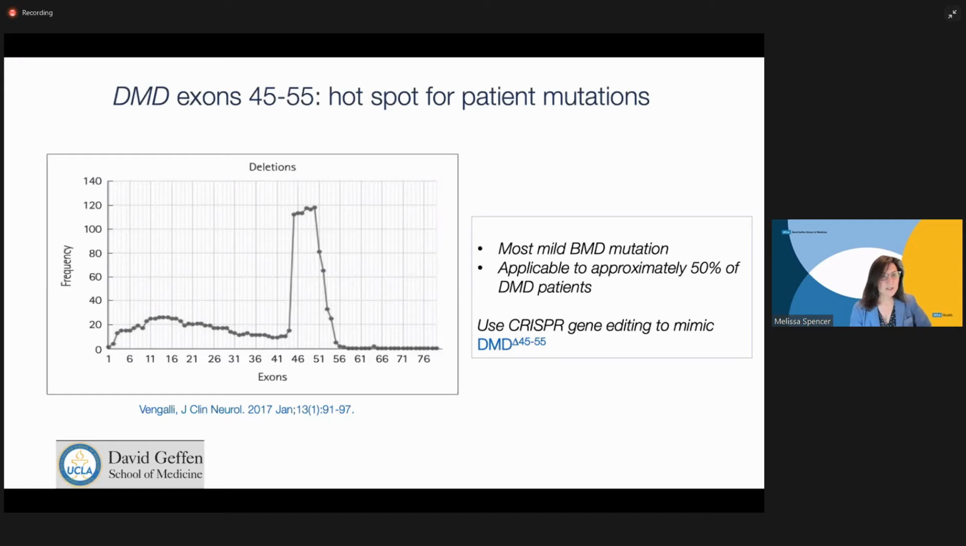And so we sought, instead of using antisense oligos, to use CRISPR gene editing to try to mimic this exon 45 to 55 deletion, knowing that it is the most mild BMD mutation, and that if we can develop this therapy with this pair of guides, we could have a therapy that would be applicable to about 50% of patients. And that is a huge improvement over what's going on right now with the antisense oligos, where each individual oligo has to go through the regulatory process, and each individual oligo can only skip 1 exon.